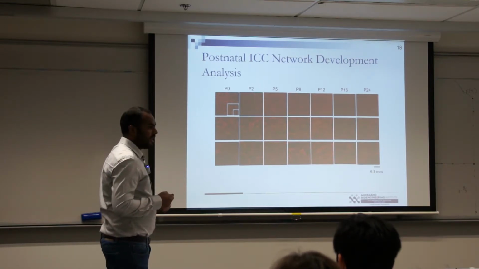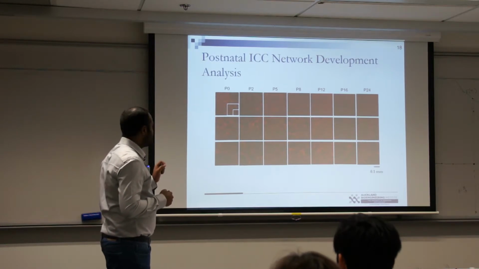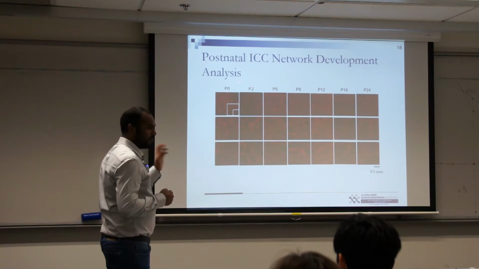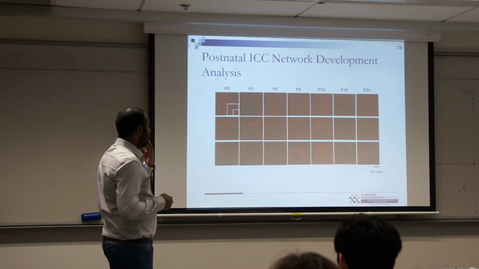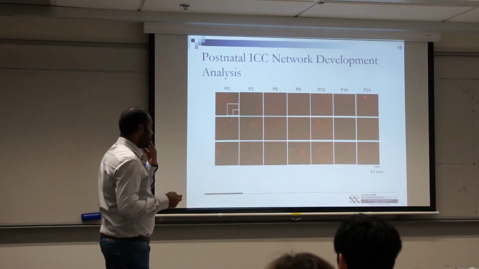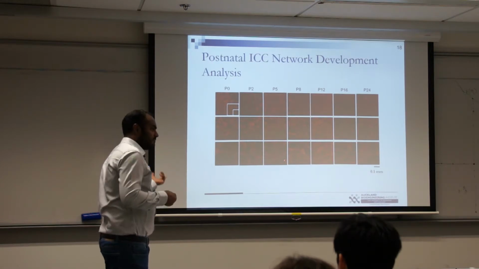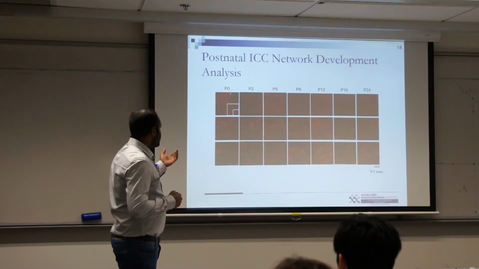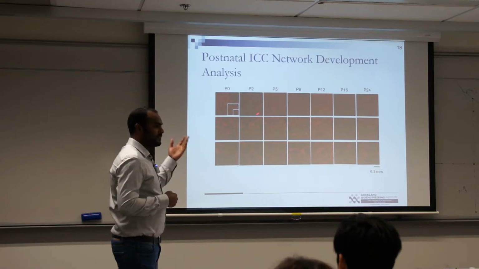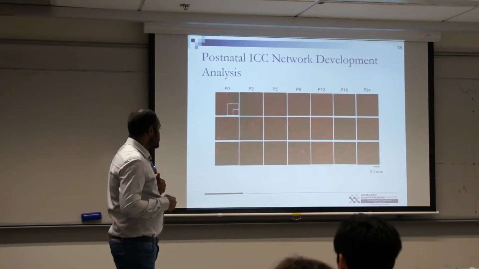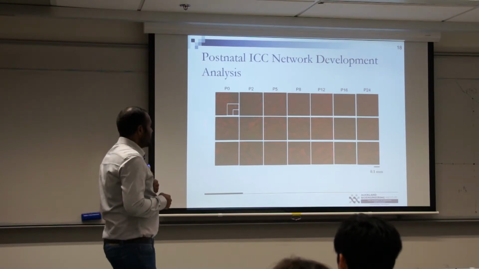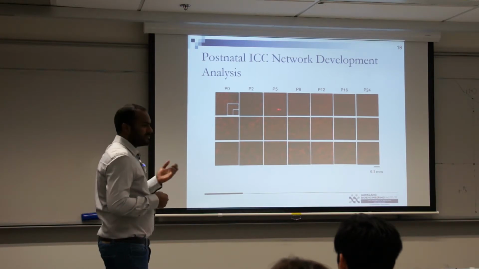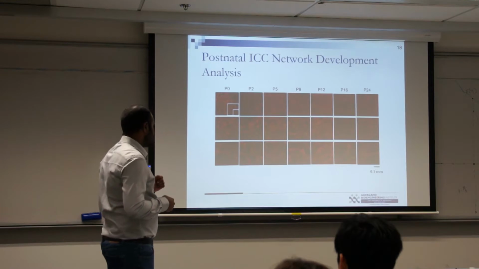This is the postnatal ICC networks at different ages. P0 defines postnatal age 0, then 2 days, 5 days, 8 days, 12 days, 16 days, and 24 days. These are the ICC networks I showed you when I started my presentation. The red ones correspond to the ICCs and the black ones correspond to non-ICCs. The bottom two rows correspond to the zoomed in version of the small squares in here. We had about 10 images on average for each of these different ages.